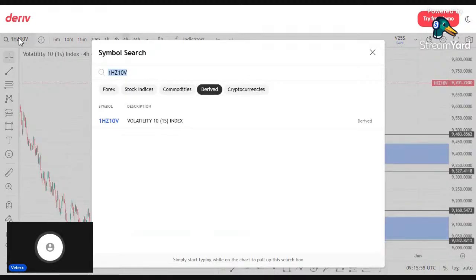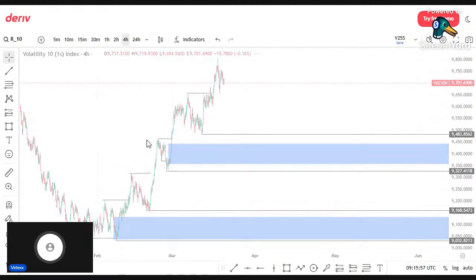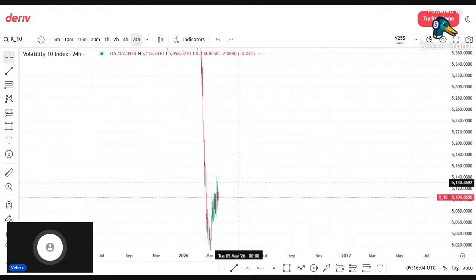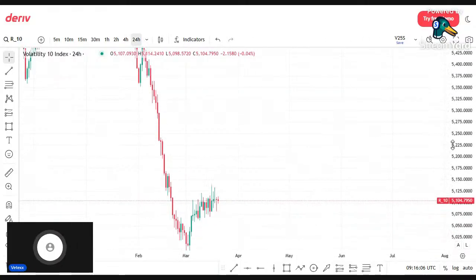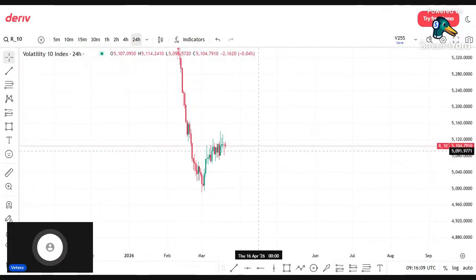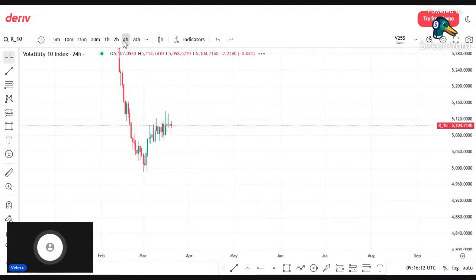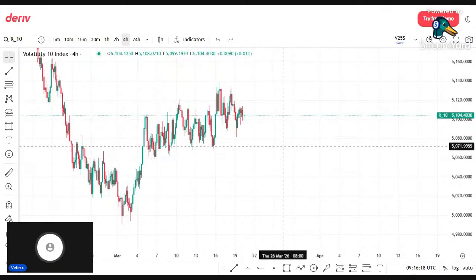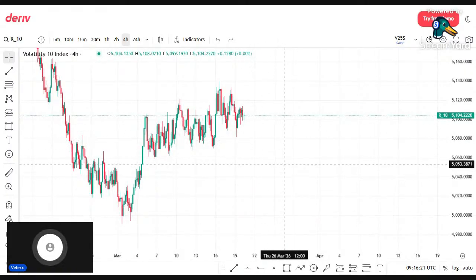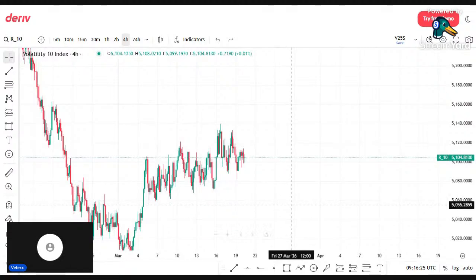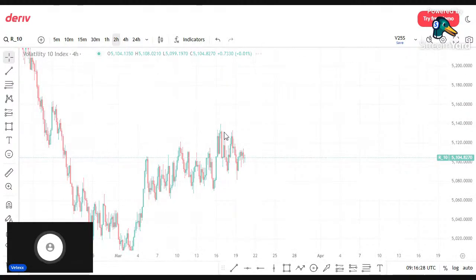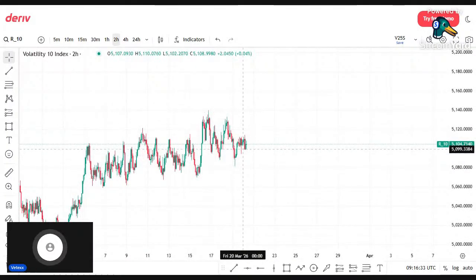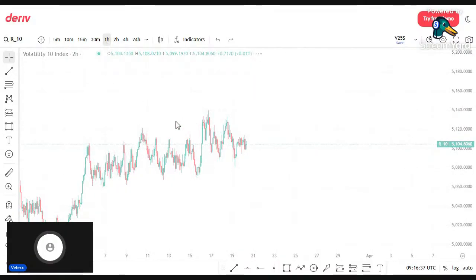So the next pair we are going to be checking is what? V10. Let's see what we have on V10. So on V10, starting from the 24-hour time frame, looks like price changed trend. So on the 24-hour time frame, there is no structure. We go to the 4-hour time frame and check if we have a setup on the 4-hour time frame. Looking at the 4-hour time frame, there is nothing. So let's check the 2-hour time frame. Okay, on the 2-hour time frame, there is nothing. Lastly, the 1-hour time frame, let's see if we see anything.